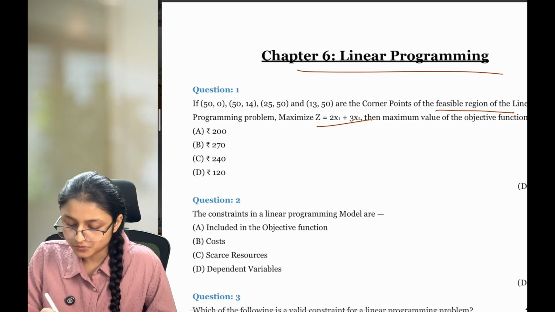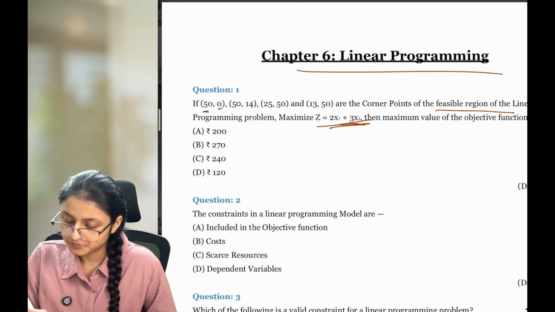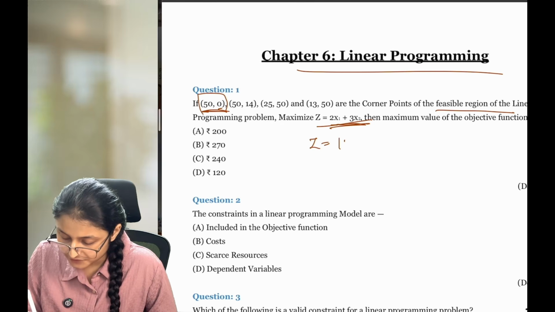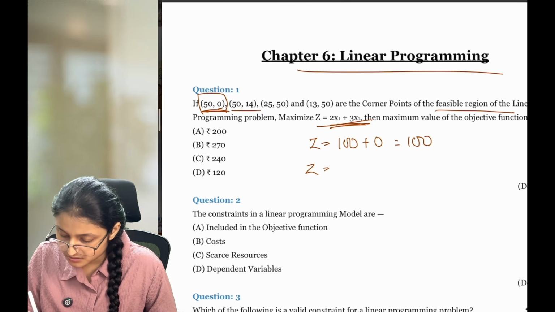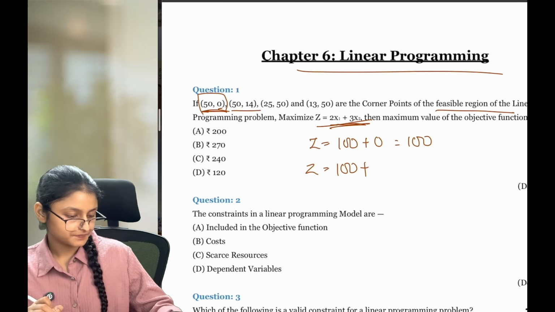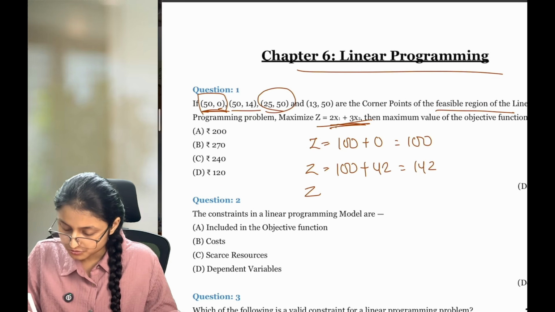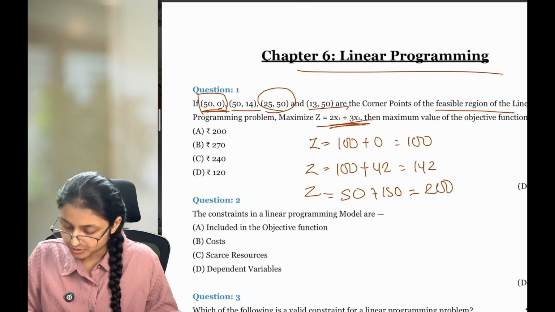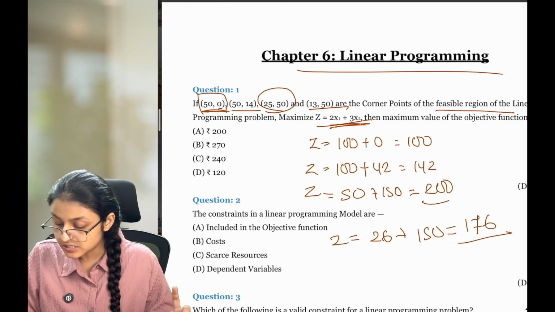So I'm going to put these x1 and x2 values in this equation to check where we are getting the maximum profit. So z is equal to 2 into x1. First I'm putting this point. 2 into 50 will give you 100 and 3 into 0 is 0. So we are getting 100 here. Second, if I put this, 2 into 50 is equal to 100 and 3 into 14 is equal to 42. So 142 is what we are getting. Then if I put this value, 2 into 25 is 50 and 3 into 50 is 150, equal to 200. And if I put this value, z is equal to 2 into 13 is 26 plus 3 into 50 is 150. So 176 is what we are getting. So out of all of these, what is the maximum value?